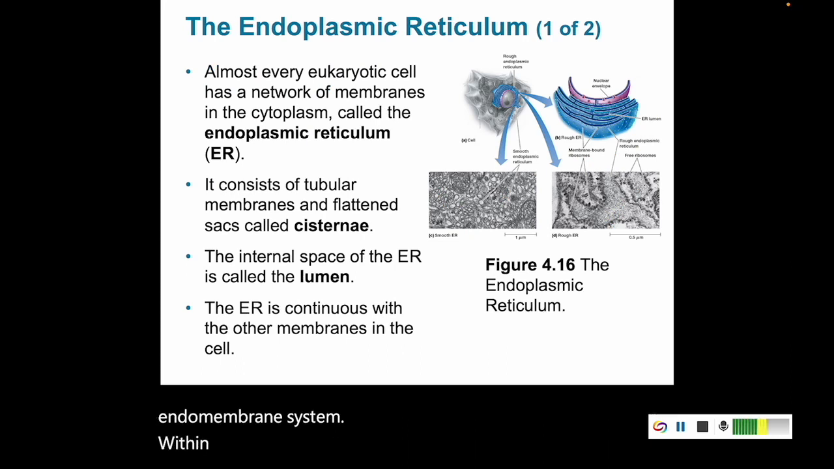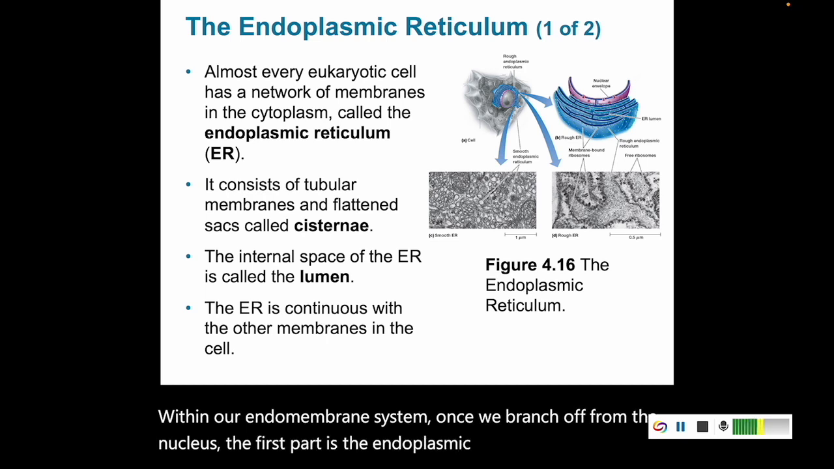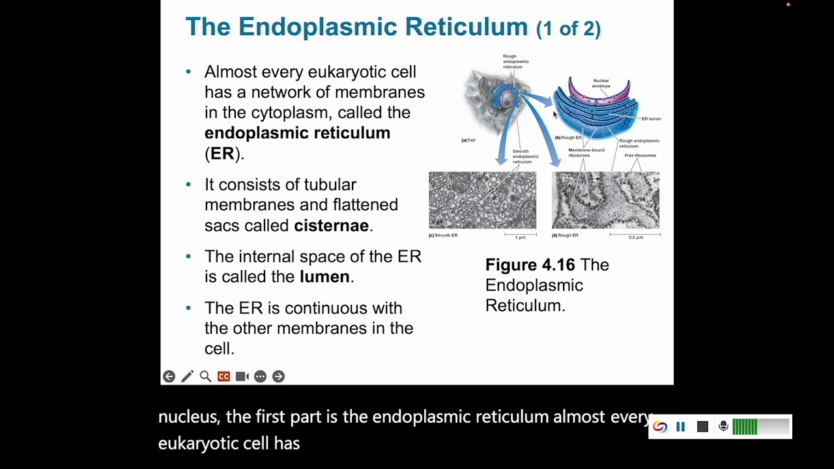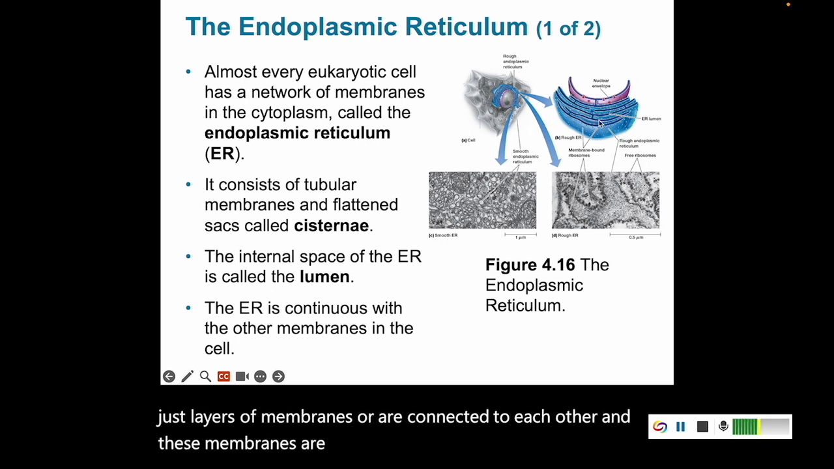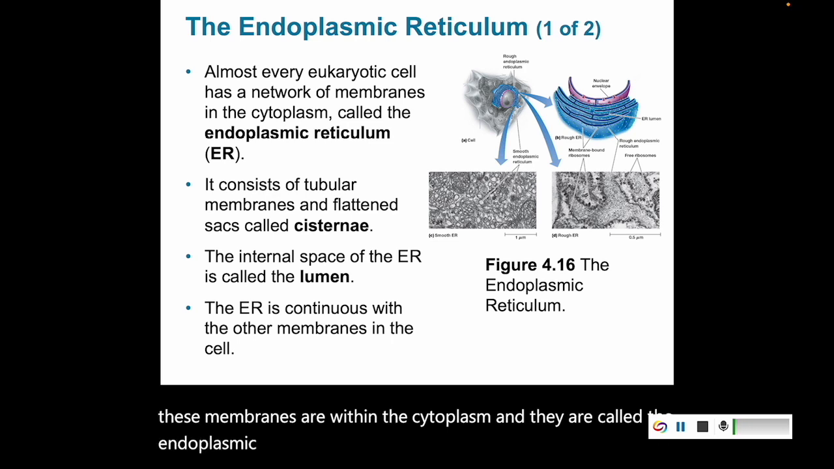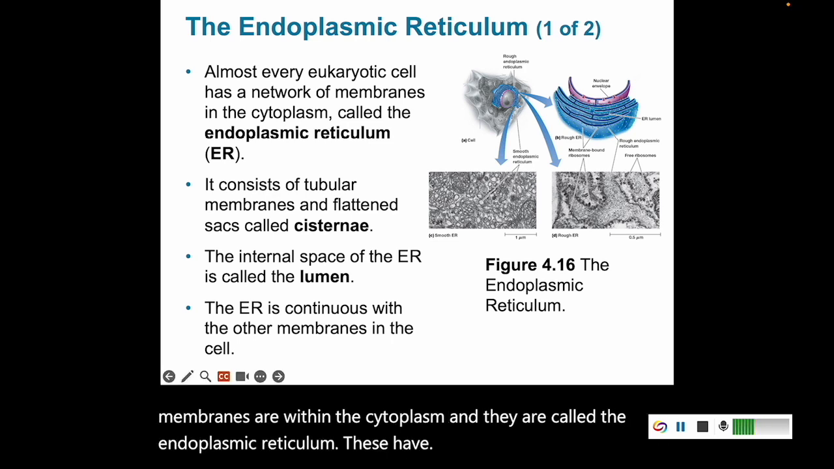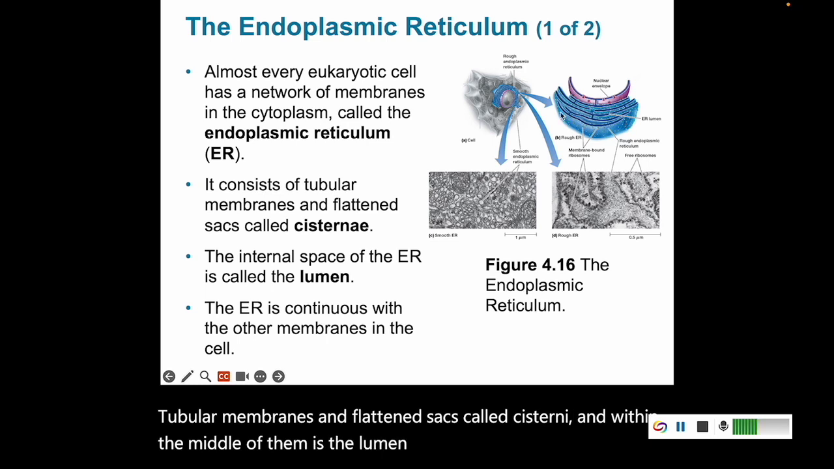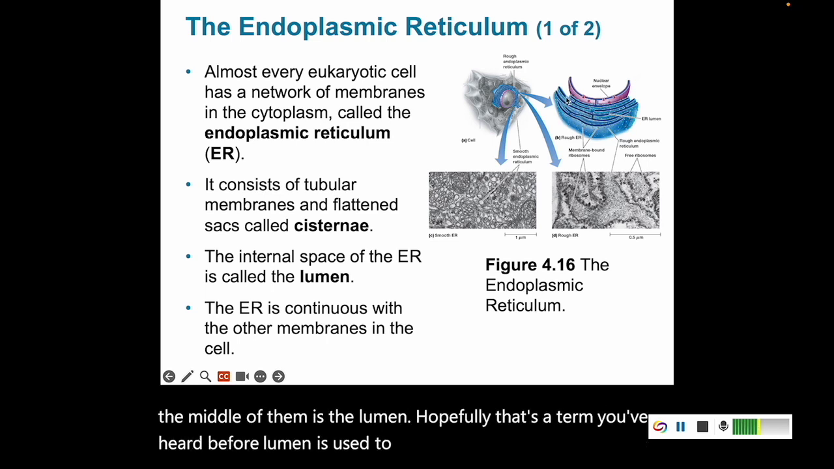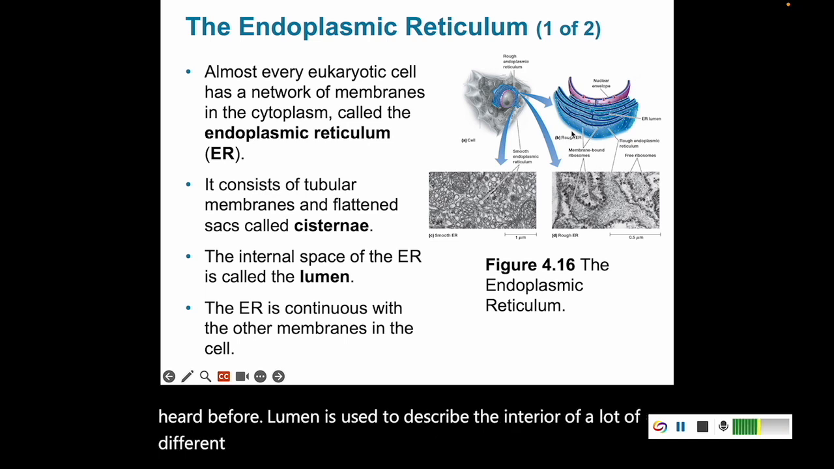Within our endomembrane system, once we branch off from the nucleus, the first part is the endoplasmic reticulum. Almost every eukaryotic cell has this network of membranes. You can see it's just layers of membranes that are connected to each other. These membranes are within the cytoplasm, and they're called the endoplasmic reticulum. These have tubular membranes and flattened sacs called cisternae, and within the middle of them is the lumen. Hopefully that's a term you've heard before. Lumen is used to describe the interior of a lot of different cavities. And the ER is continuous with all the other membranes in the cell.